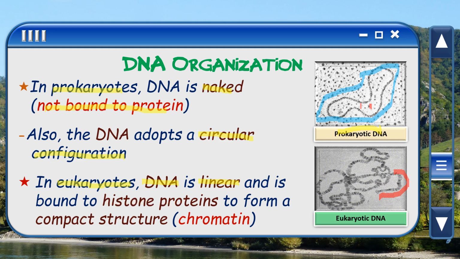Now, histone protein is what helps in packing the DNA to form a compact structure which we refer to as chromatin. So in eukaryotes, DNA is linear and is wound on certain proteins which we call histone proteins, so that it can form a compact structure which we call chromatin.